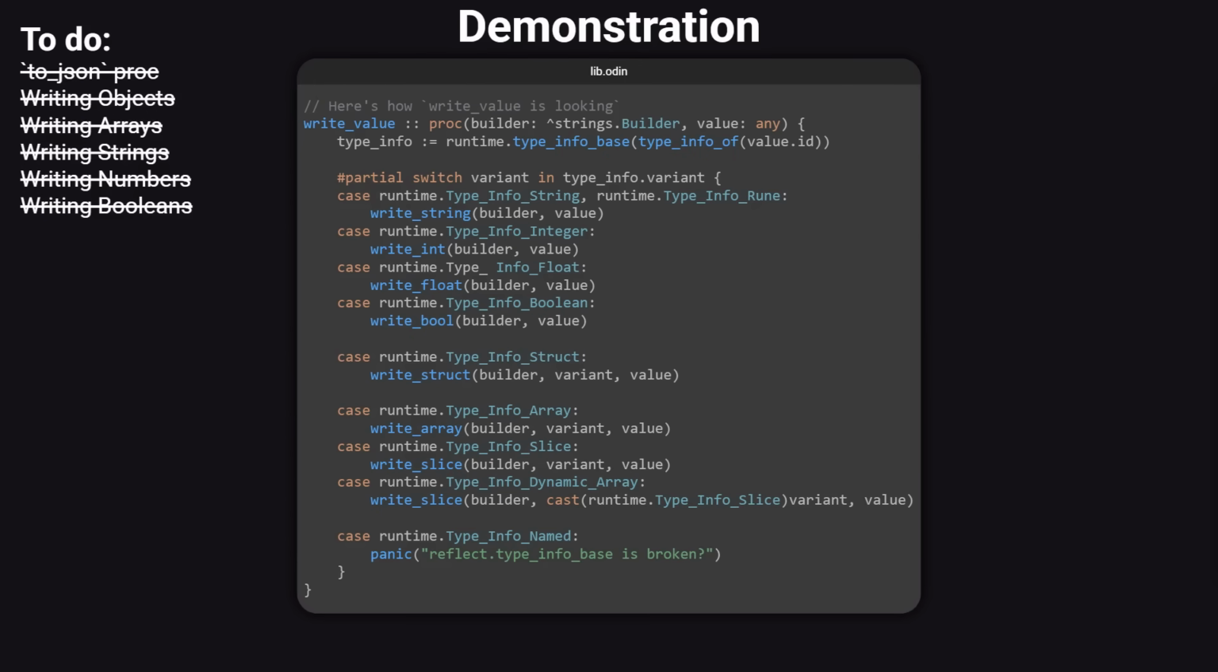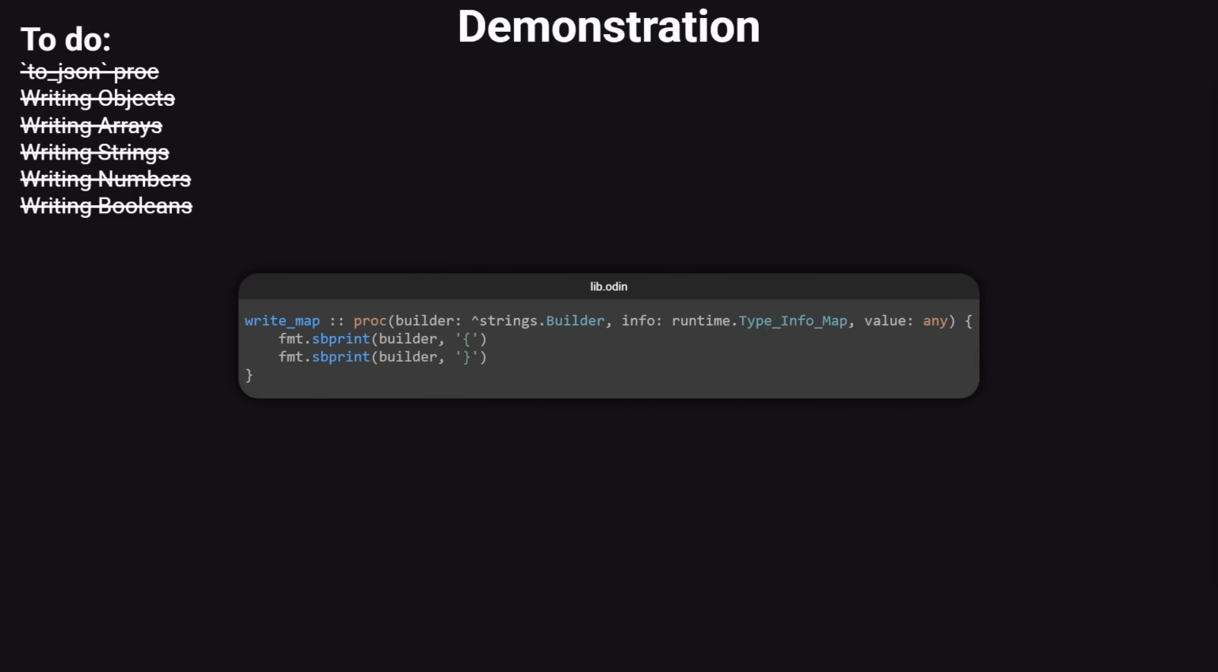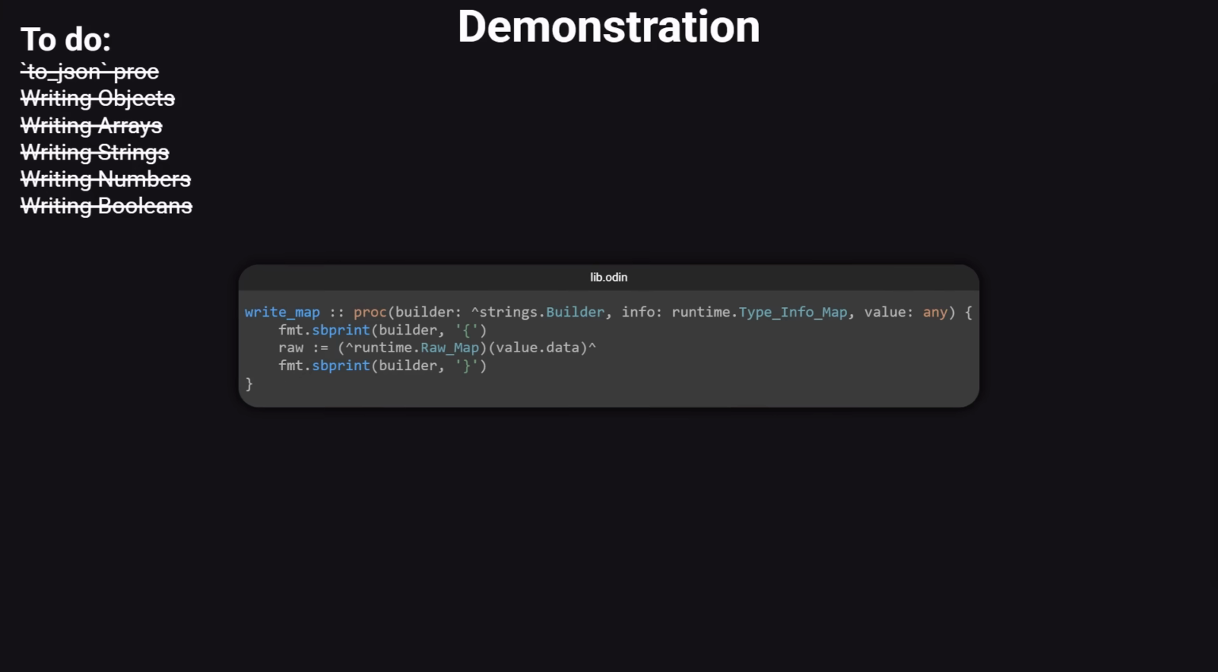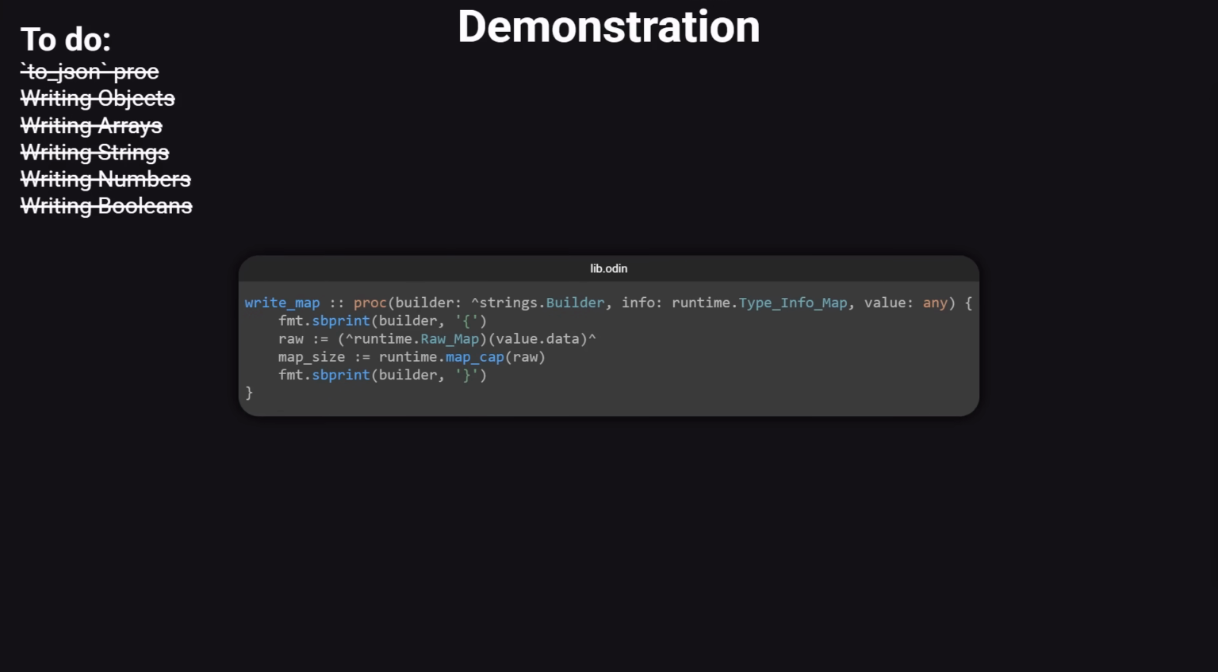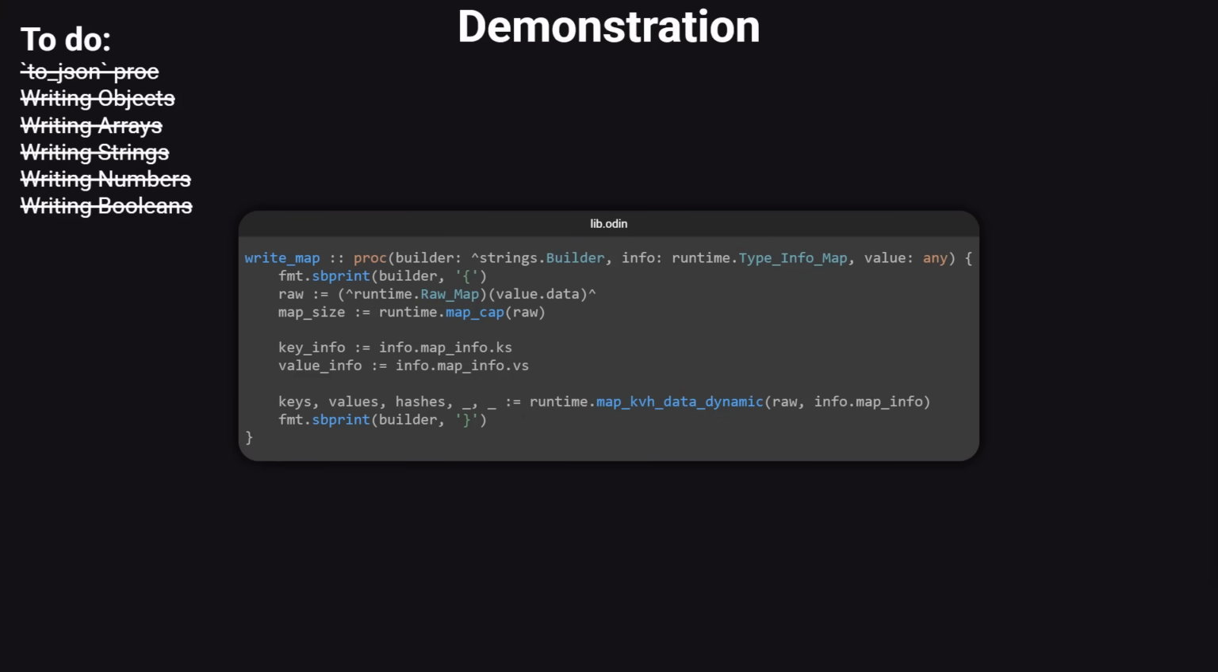Because of how Odin represents maps, reading out of them with reflection gets pretty ugly. I'm implementing it here for completeness, but feel free to skip this part if you want. First, we do another pointer cast to get our hands on a raw map. Then, we use a procedure from runtime to get the map info. Next, we get the key and value info and pointers to the keys, values, and hashes.